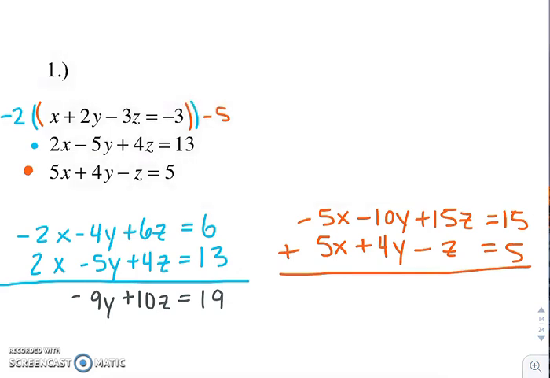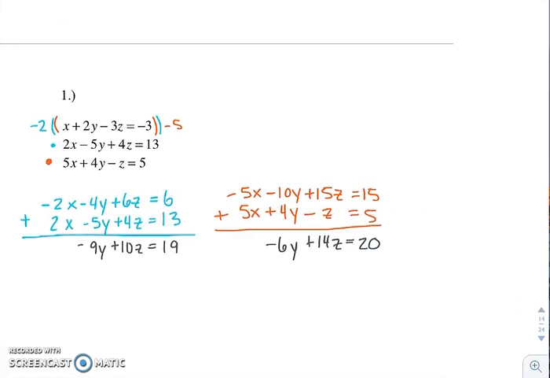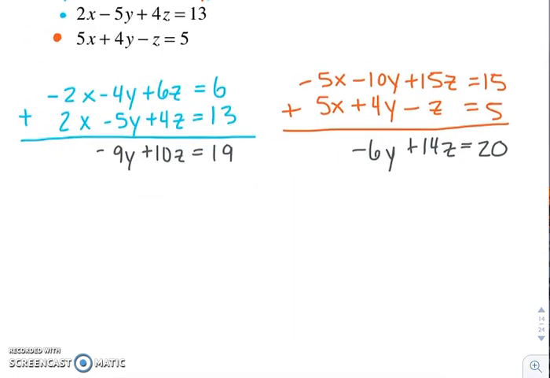The x's should go away. So we have to make sure we don't eliminate an x the first time and then a y the second time. Both times you're doing this double elimination, you're getting rid of the same variable so that when we have our two new equations, we have the same variables in them. So our two equations are going to be left with y and z. So negative 6y plus 14z equals 20.